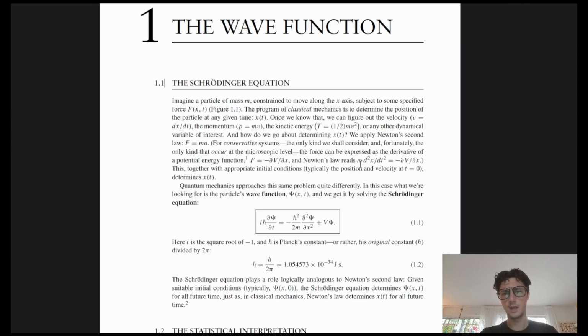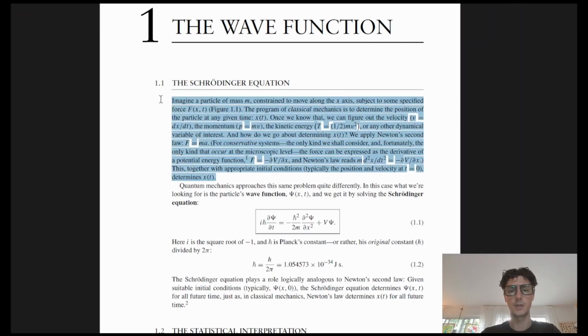And Newton's law reads m times the second derivative of x with respect to time is equal to negative, this is the gradient, I'm assuming. Is that what they said here? The derivative of the potential energy. So I guess this is just the negative derivative of the potential energy, and this is the force. So here we have F, here we have m, and the second derivative of position with respect to time is a. So F equals ma, Newton's second law. This, together with appropriate initial conditions, typically the position and the velocity at time equals 0, determines x as a function of t. So this is a summary of classical mechanics.